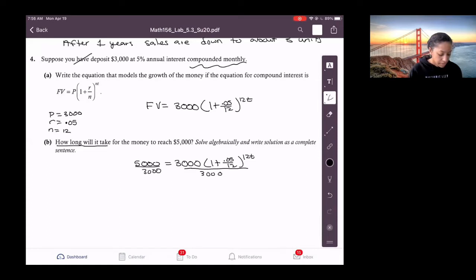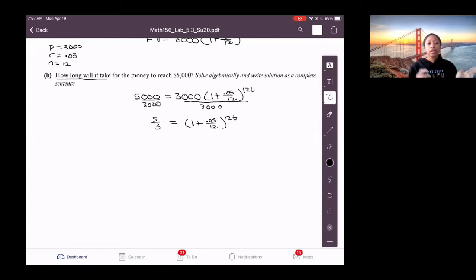All right, 5,000 divided by 3,000 would give me 1.6666666 forever and ever, sixes. I do not want to round that number yet. You don't want to round in the middle of your problem. So I'm just going to keep that as a fraction, 5 over 3. 5,000 divided by 3,000 simplifies to 5 over 3. And this would be equal to (1 + 0.05/12)^(12t).